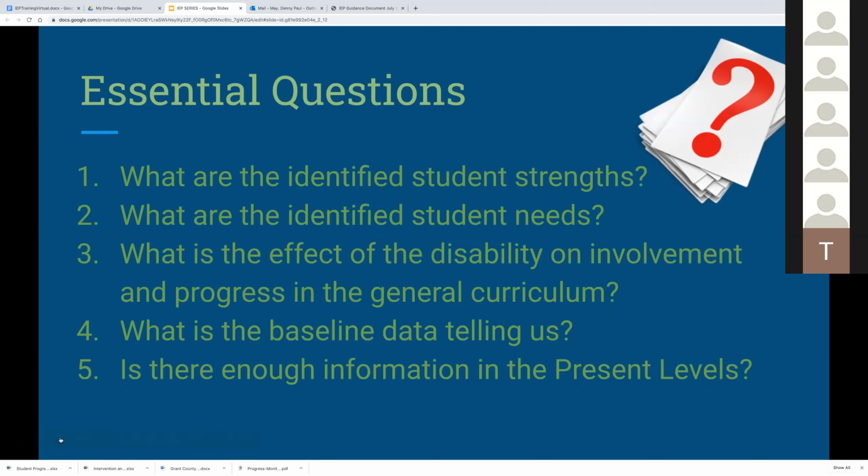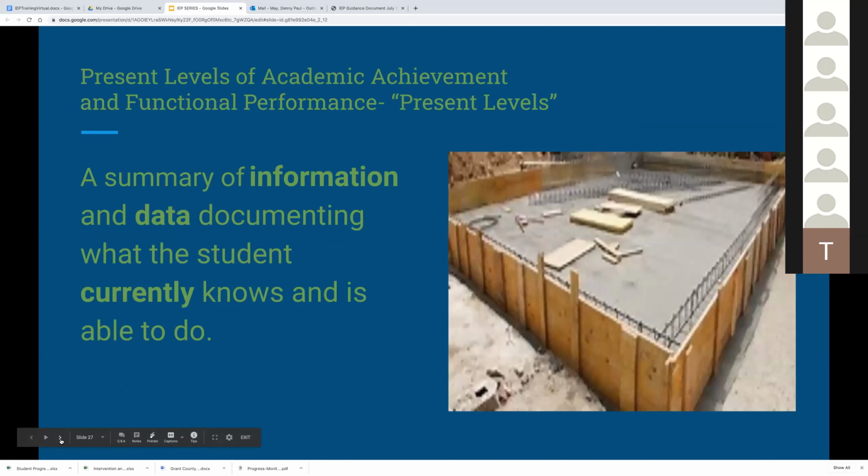So what are the essential questions? What are the identified strengths? What are the identified student needs? What's the effect of the disability on the involvement and progress in the general curriculum? What is the baseline data telling us? And is there enough information in the present levels? So those are kind of the essential questions that we would look at.